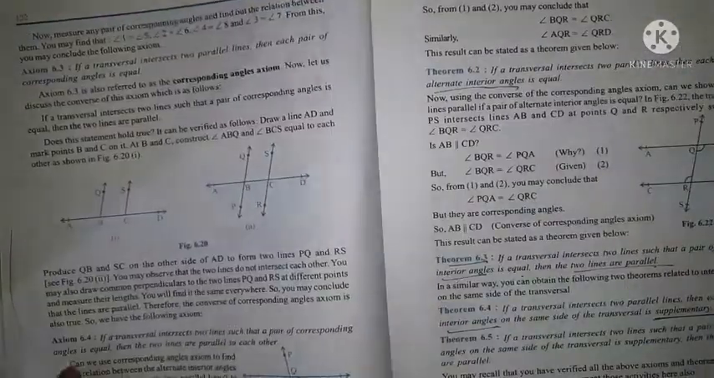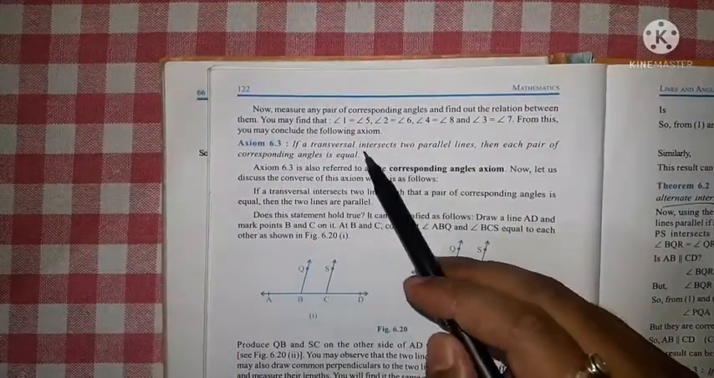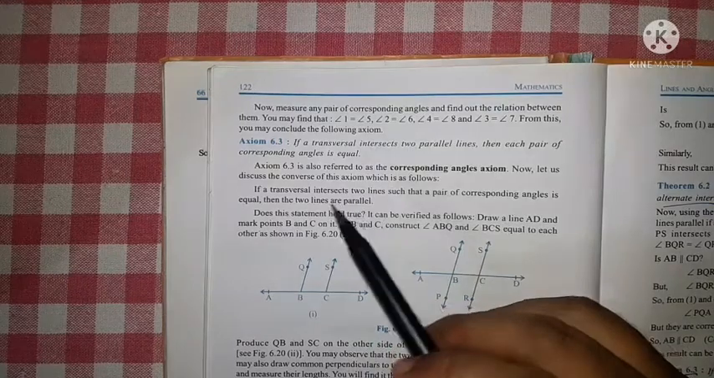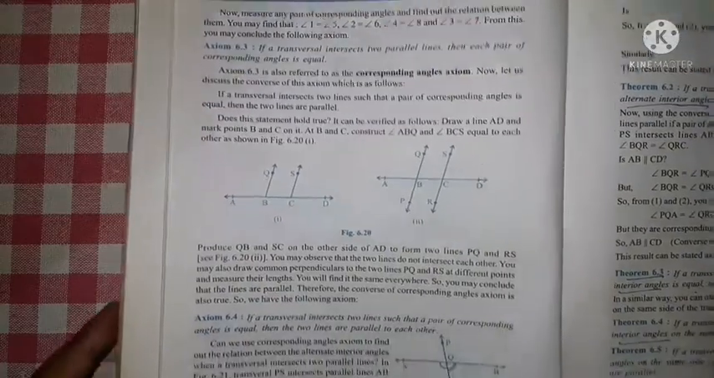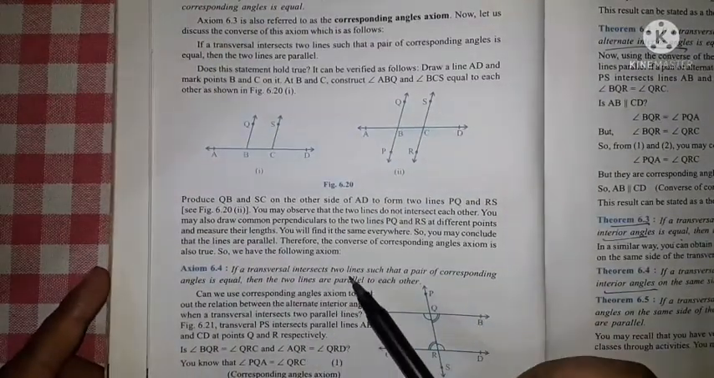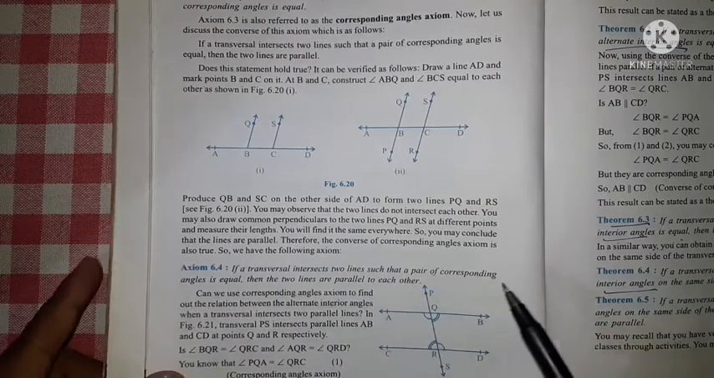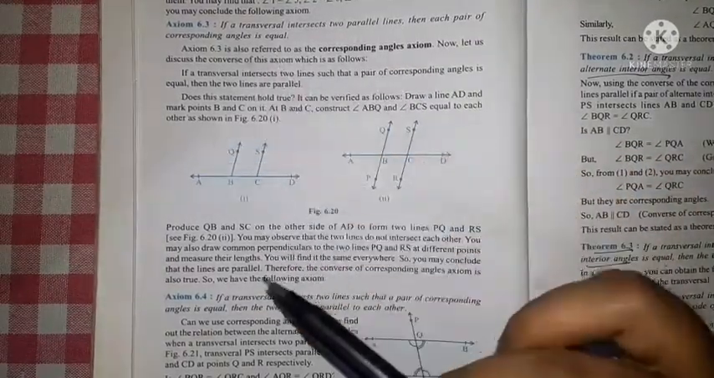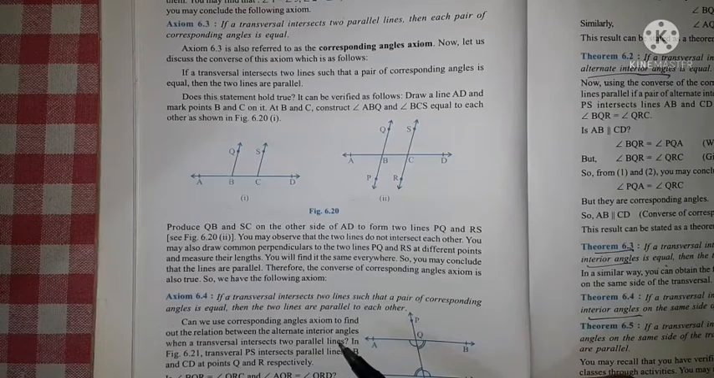So now let's see, this is axiom 6.3. If a transversal intersects two parallel lines, then each pair of corresponding angles is equal. As we have already said, the corresponding angles are equal, so this is the axiom. Now the converse of this axiom is that if a transversal intersects two lines such that a pair of corresponding angles is equal, then the two lines are parallel. So in the first axiom, it is given that if the lines are parallel, then the corresponding angles are equal, and in the second one, it is given that if the corresponding angles are equal, then the lines are parallel.